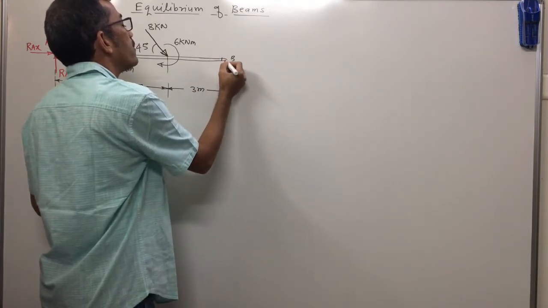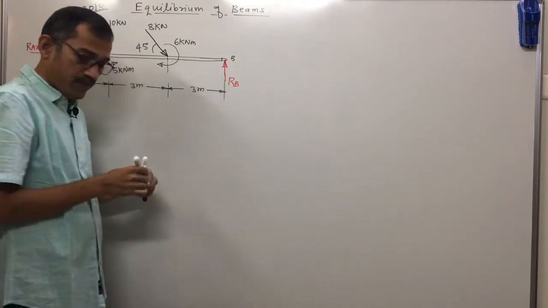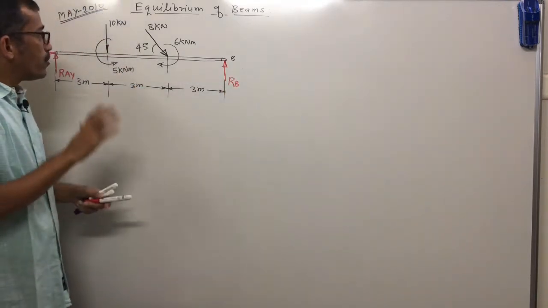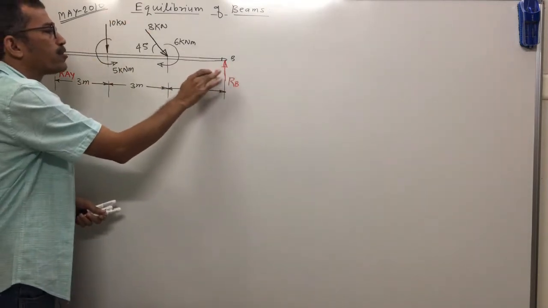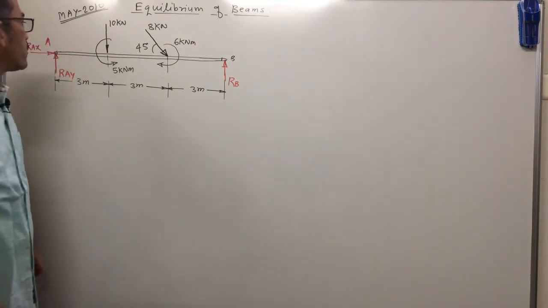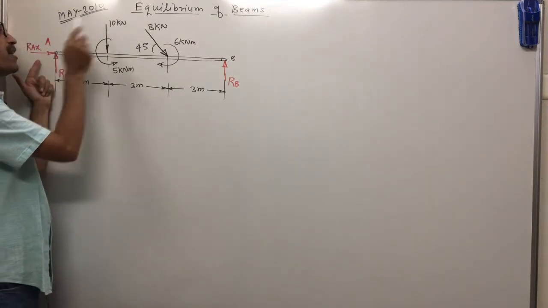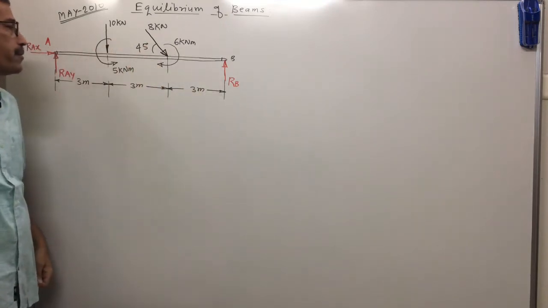So this one is nothing but RB. This is reaction RB. In the problem, what do you have to find out? In all problems of equilibrium of beams, in 99% of cases you have to find out support reactions of beams, means reaction at A and reaction at B: RAX, RAY and RB. This is our target now.